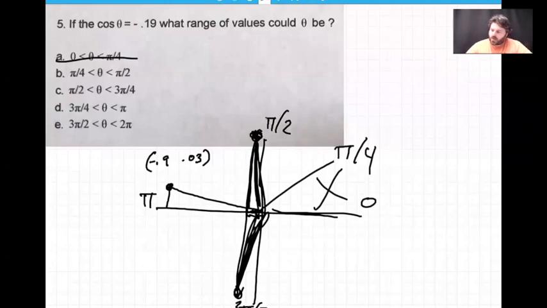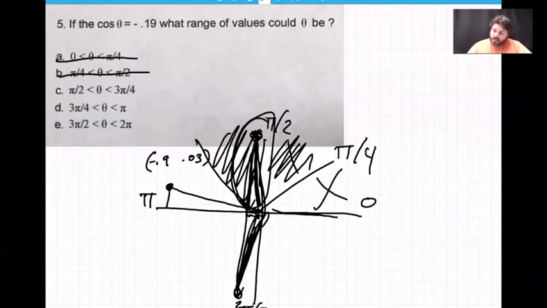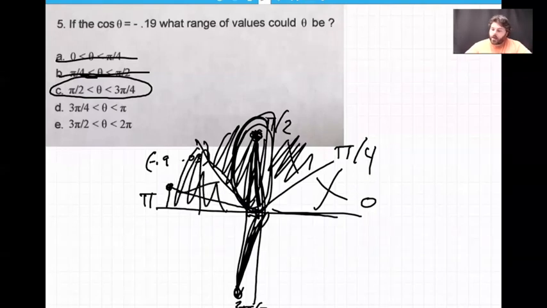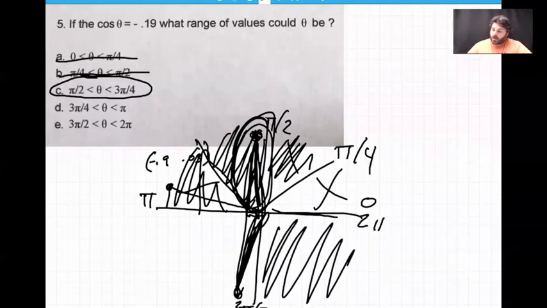B says between pi over 4 and pi over 2. That's this region here. It can't be that one. This one says between pi over 2 and 3 pi over 4. Well, that's this region right here. And as you can see, that's one possibility. So I think C is the one that we want. D is between 3/4 of a pi and pi. That's right here. It's not that one. And then E is actually this region here between 3 pi over 2 and 2 pi. So it's not that region as well.